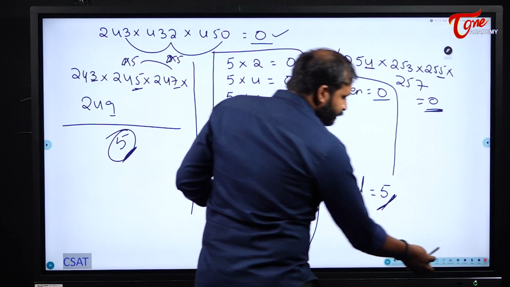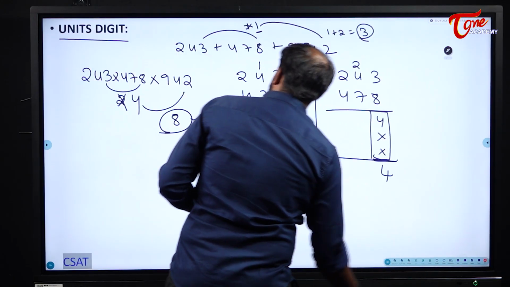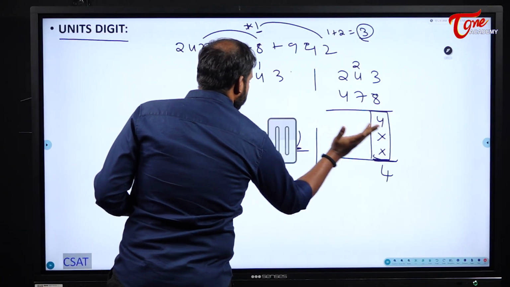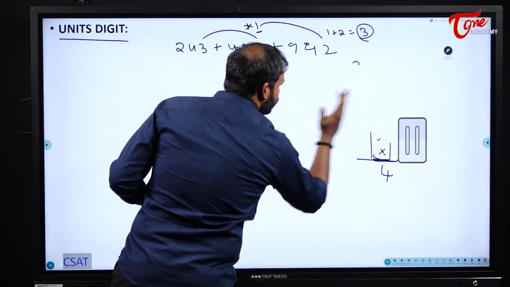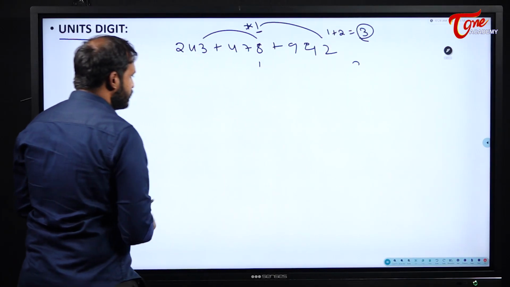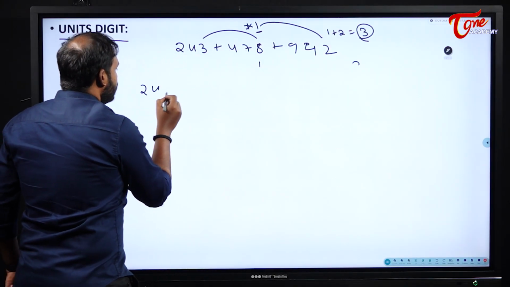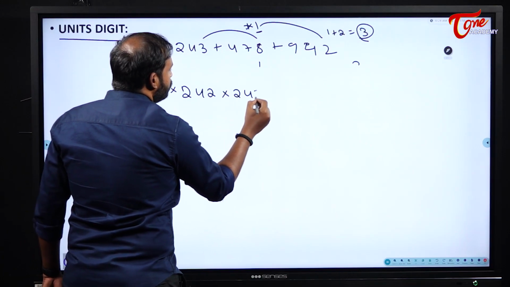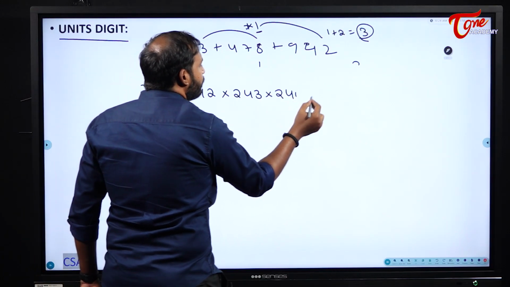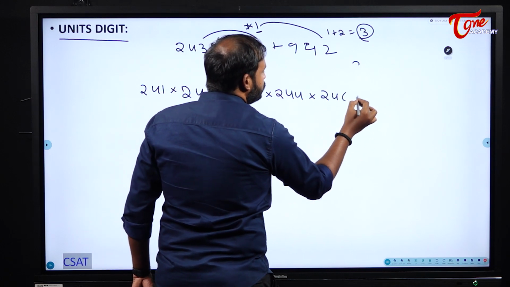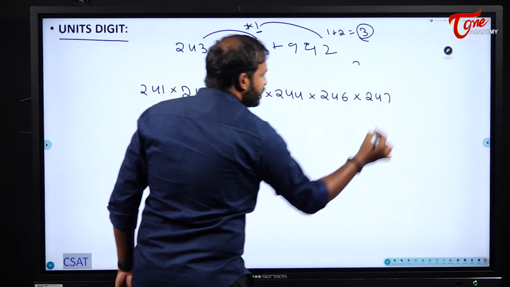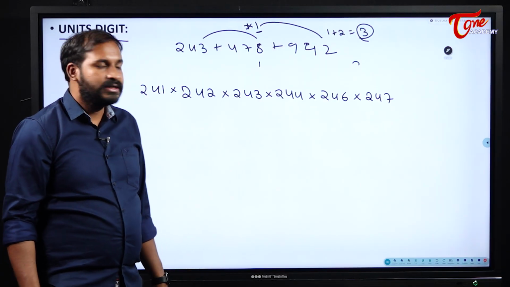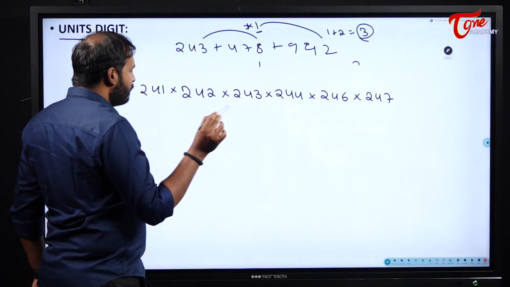For example, if the question doesn't have any 5s, there is a question like this: 241 into 242 into 243 into 244 into 246 into 247. There is a question like this. This is very lengthy. Now in this question I don't have 5, right? So then immediately I will go with my basic procedure only.